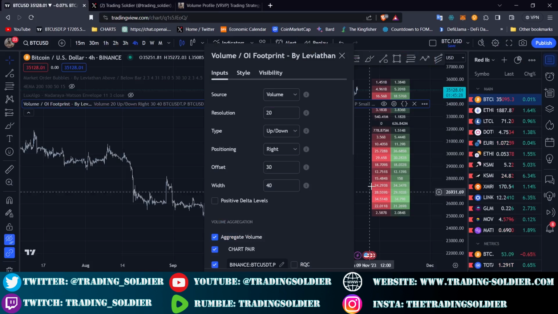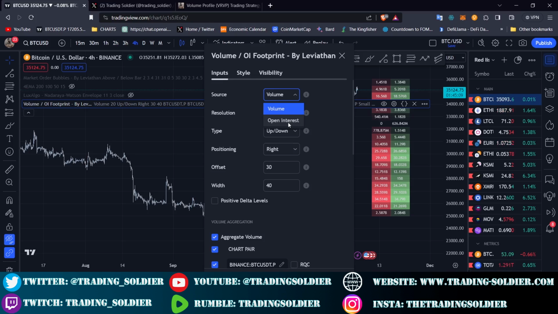So going back into the indicator of the footprint charts, you can see here, for example, that the source is very important. You have two sources to take this data from: the volume and also the open interest. This is about personal preference.